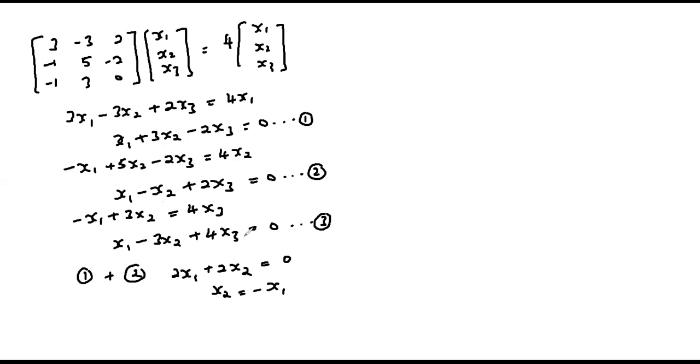Next, we take equation 1 and add it to equation 3. We eliminate x2, so this is positive 3 and this is negative 3. If you add the two, you get 2x1 plus 2x3 equal to 0, where x3 will also be equal to negative x1.